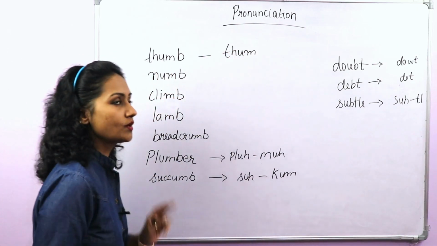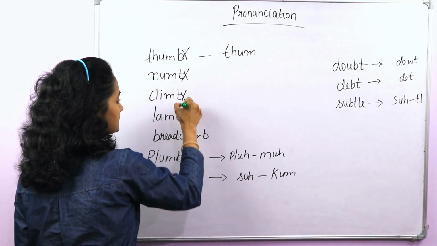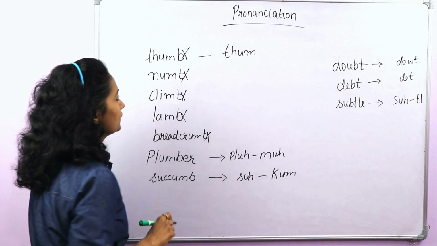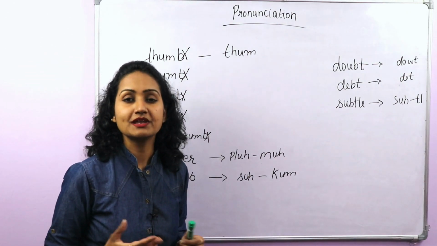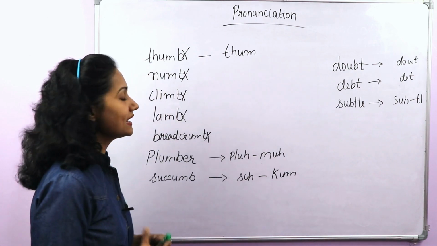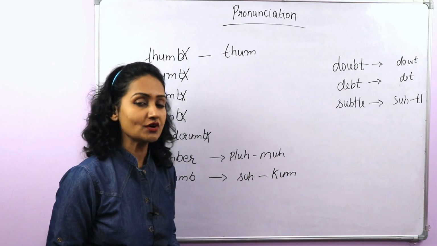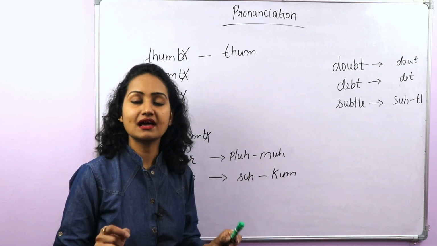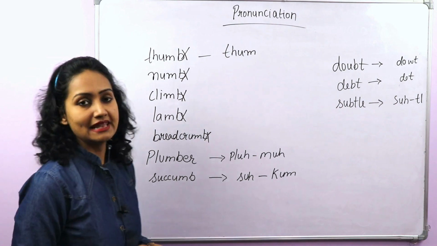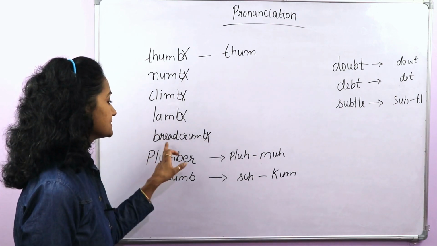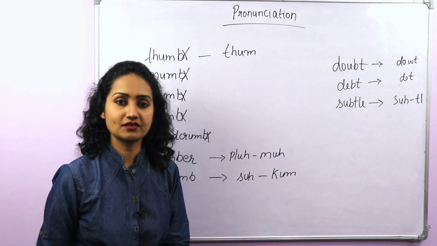It's thumb, no b sound at all. This sound is silent. Next is numb. Say it, numb. Climb, not climb with a b sound. Lamb. Next is breadcrumb.